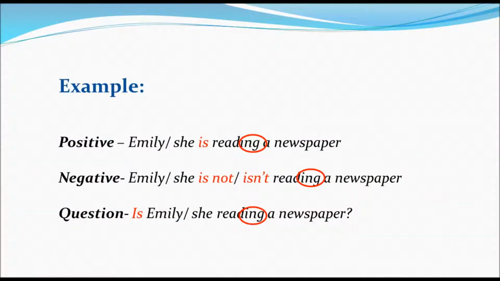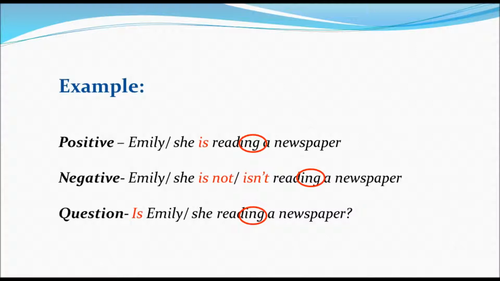Let's make it clear on one example. You see the red spots, you need to pay attention on those things. So, positive. Emily is reading a newspaper. You can also say she is reading a newspaper.